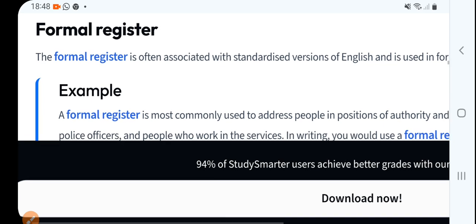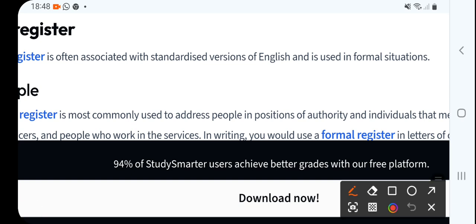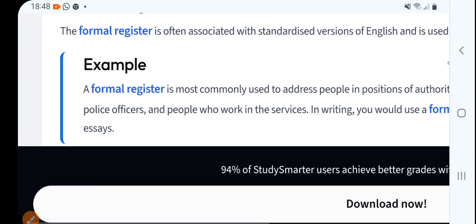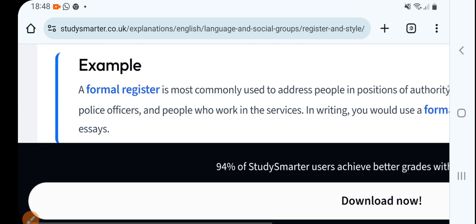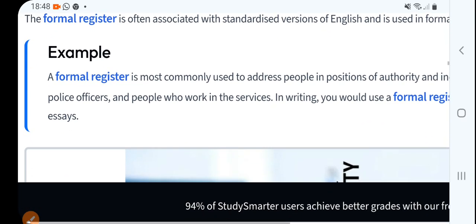Now formal register is often associated with the standard version, right? Formal register means the standard version of English. Because when we talk formally, definitely we show our courtesies and manners. So that is somewhat standard, right? And it is used in formal situations. So the formal register is often associated with the standardized version, used in formal situations.